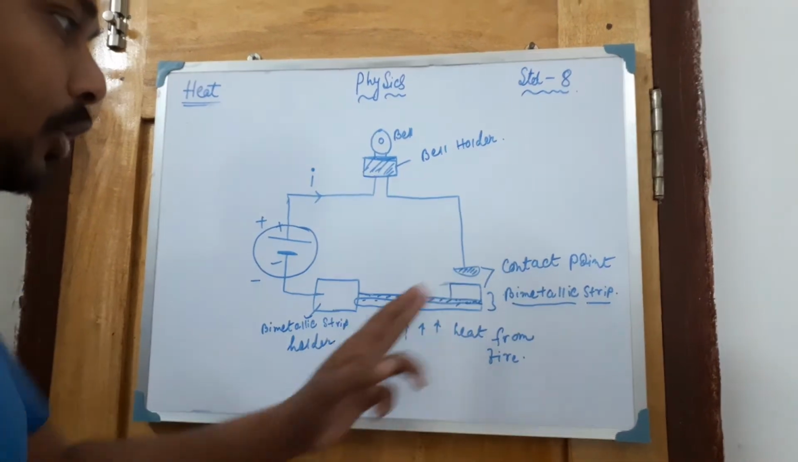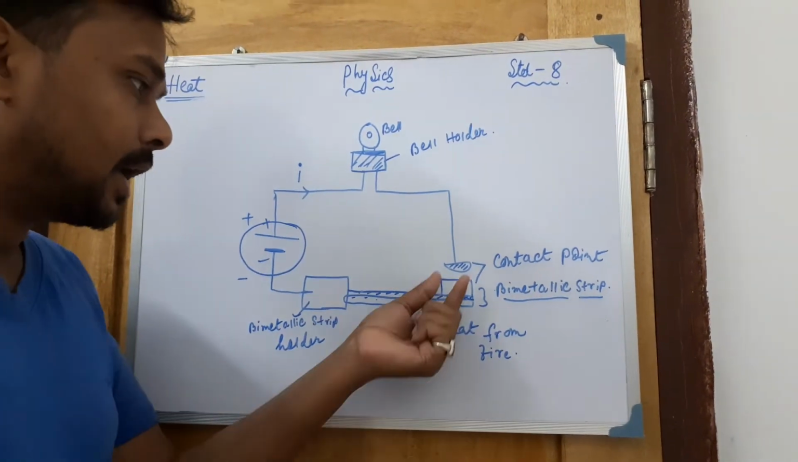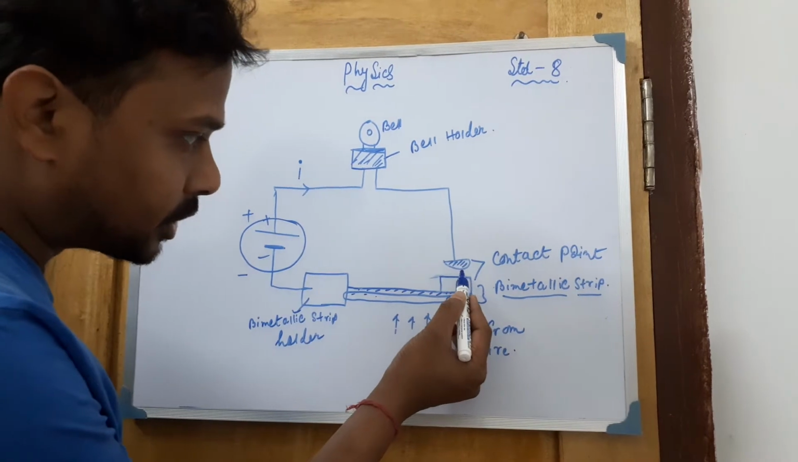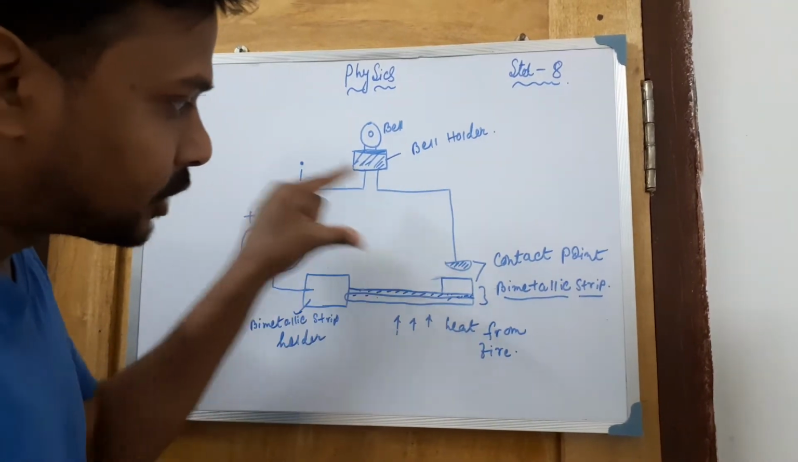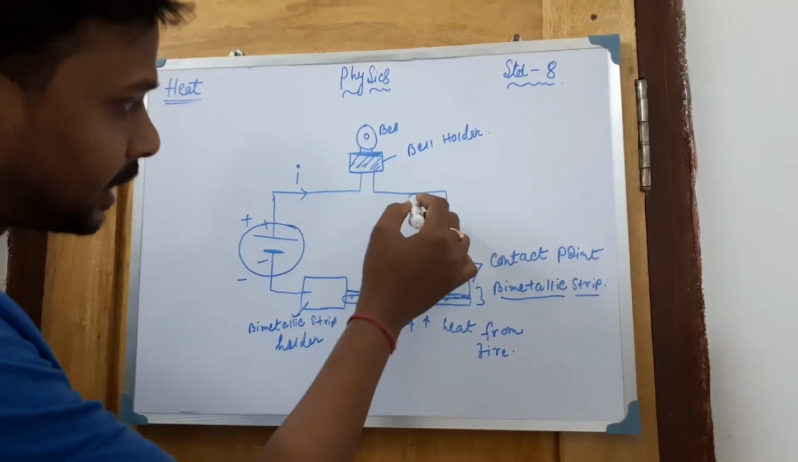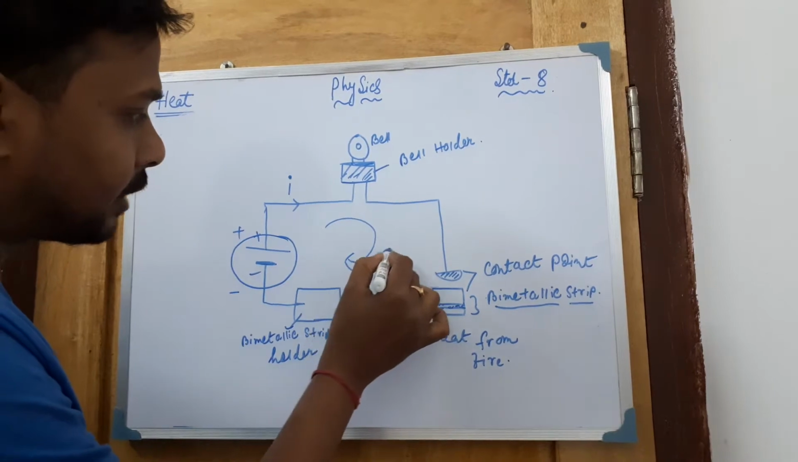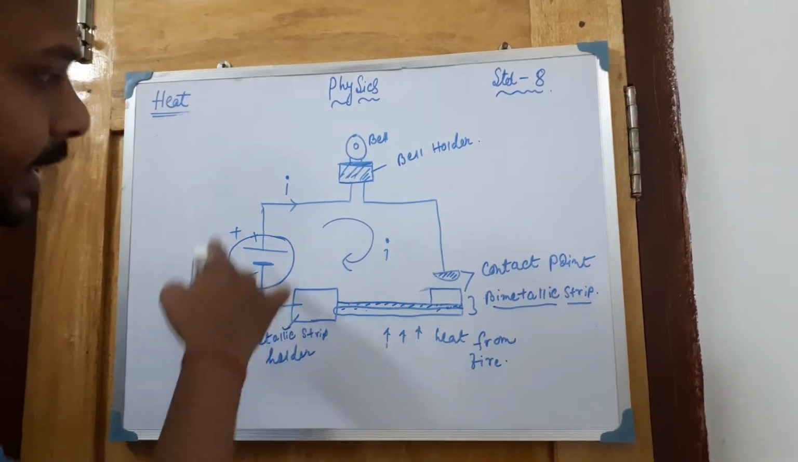But if you see properly, this circuit is not a complete circuit. In this portion, at the contact point, it is detached from all these circuits. So current will be generated, but it will not circulate through this particular circuit.